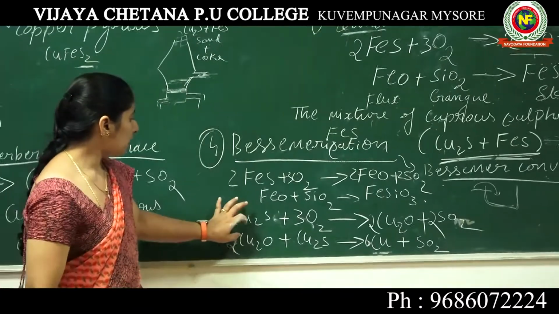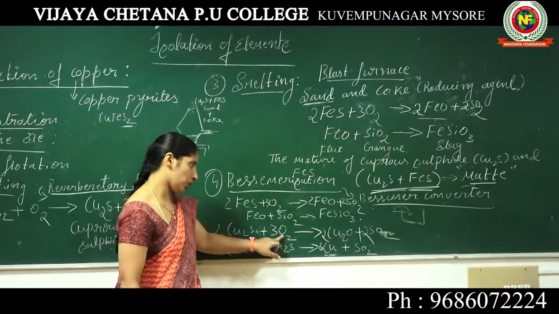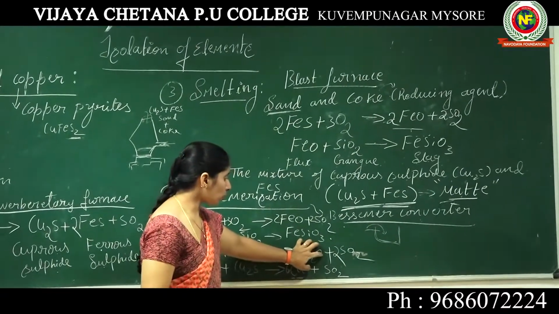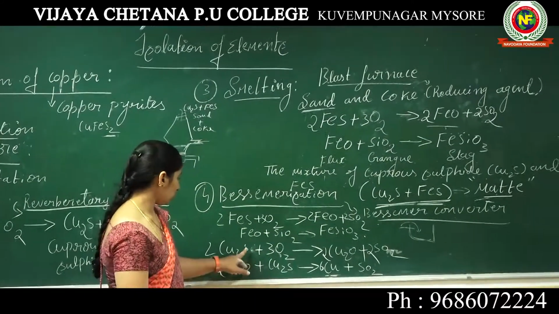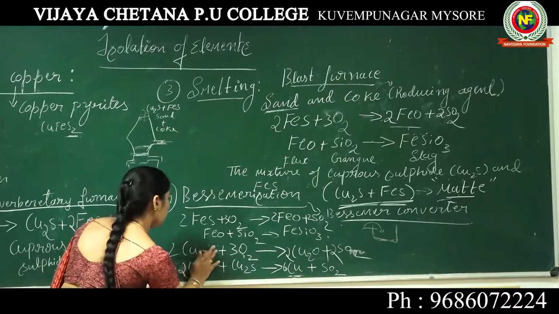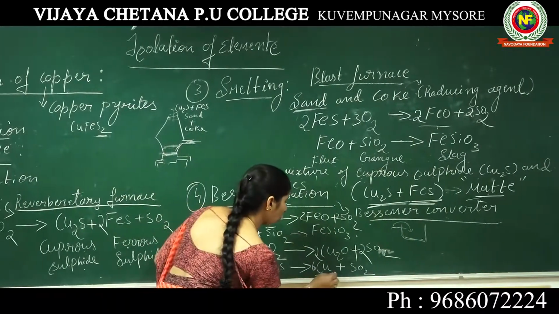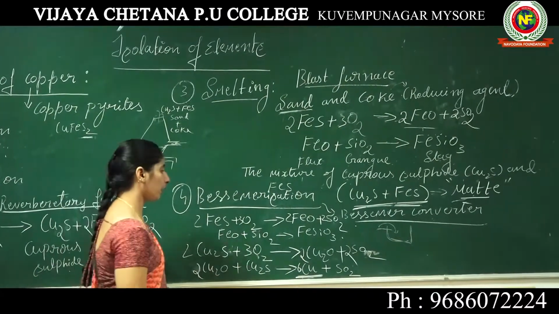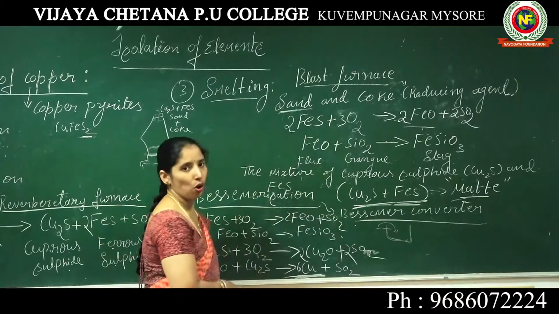So this 2/3 of Cu2S reacts with oxygen to form cuprous oxide. This cuprous oxide again reacts with cuprous sulfide to form what? The copper. Molten copper is formed, and the SO2 gas is released. So we get molten copper.